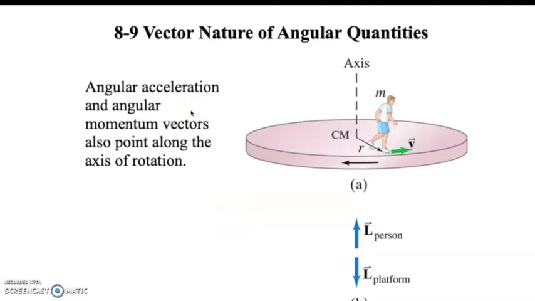Angular acceleration and angular momentum vectors also point along the axis of rotation. So here we go. This is the way we're going here. And you can see the momentum of the person up, momentum of the platform down. And that's how we can find the axis, okay? Again, discussions we'll talk about as we see individual problems.